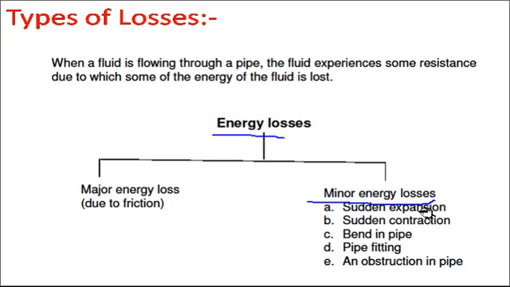The first one is due to sudden expansion, due to sudden contraction, if a bend is provided in the pipe, due to the pipe fittings which are installed onto the pipe, and due to obstruction in the pipe. Those losses come under the minor losses, and the major loss is due to friction only. Now in the next slide we are going to derive the major loss, which is the head loss.